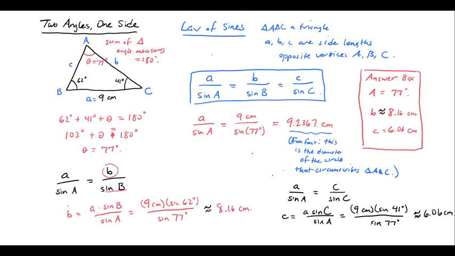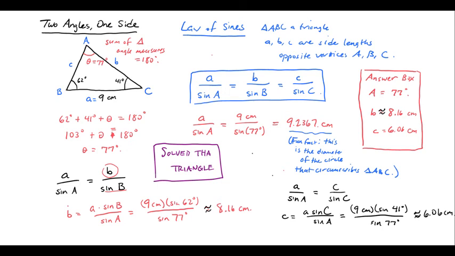And again, looking at the picture, it seems pretty much on target. I mean, this is not as long as this 9 centimeter side. And it looks like it's about 2/3 the length, and 2/3 would be, well, it would be 6. So 6.06 centimeters. Okay, so what we've done there is we have now solved the triangle. In other words, we have found all of the remaining measurements of this triangle.